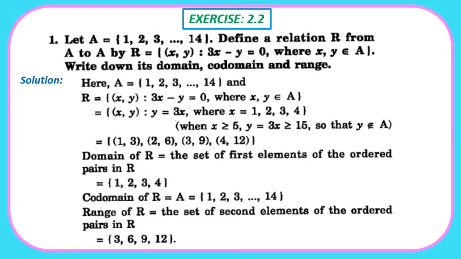And range. Range is what? The set of second elements of the ordered pair. So the range will be equal to the set {3, 6, 9 and 12}. Clear? So pause and note down the solution.